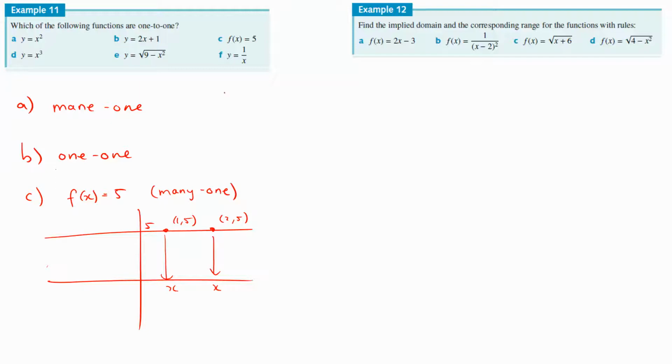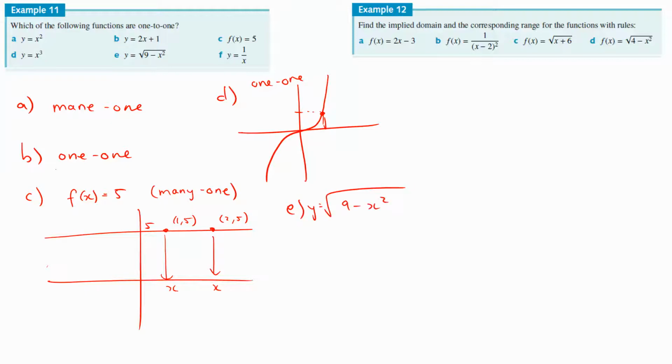Okay. Next one, D. You can see x cubed. So you draw out your x cubed, and you can see that for every x, it is connected with one y. So this is a one-to-one.